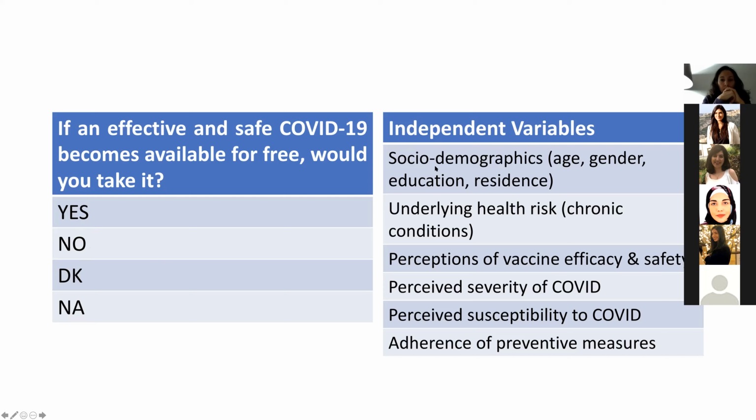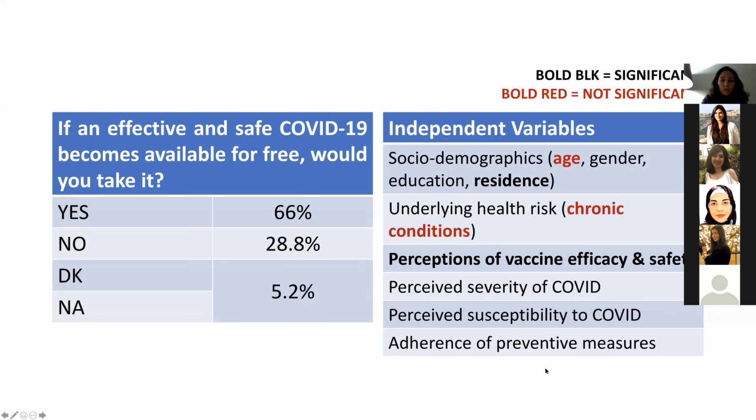And we asked about sociodemographics. We have data on underlying health conditions, hypertension and diabetes. We have data on perceptions of vaccine efficacy in general. Do you believe vaccines are effective? Do you believe vaccines are safe? And we have questions on perceived severity of COVID and perceived susceptibility to COVID and adherence to preventive measures.